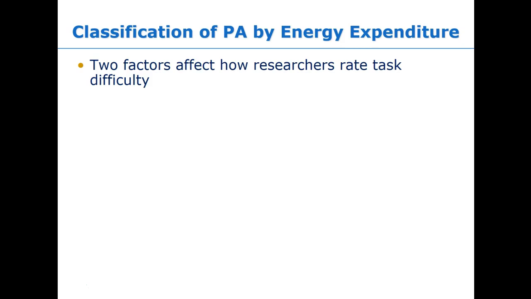Two factors affect how researchers rate task difficulty. It's according to duration of effort, also according to the intensity of the effort involved.